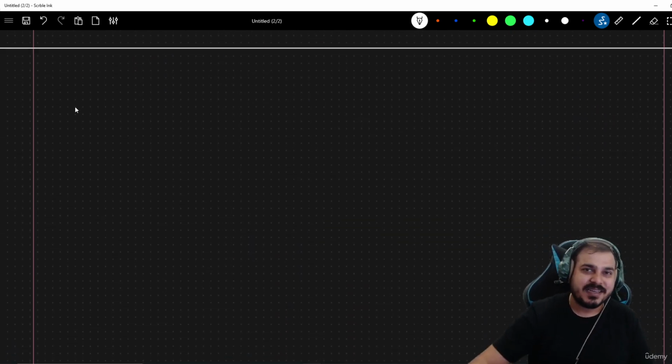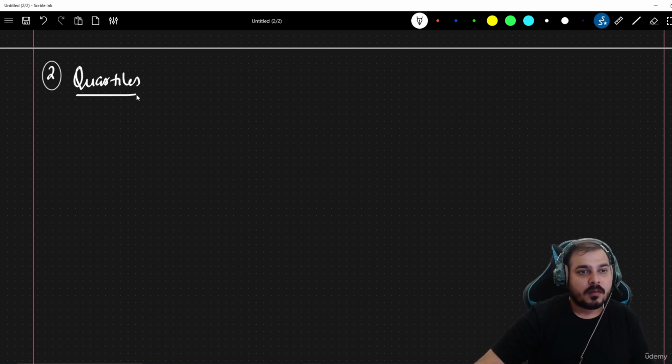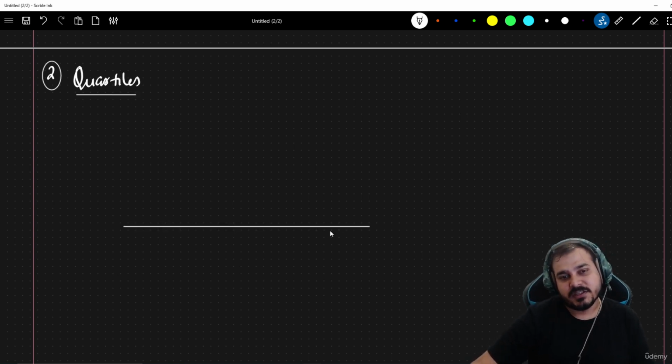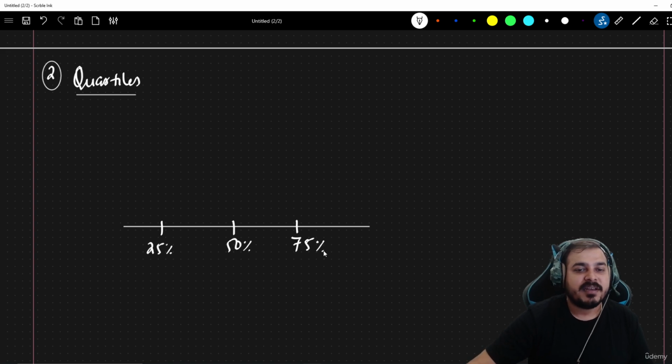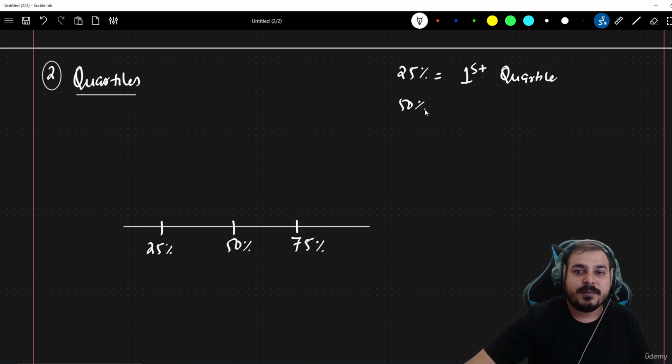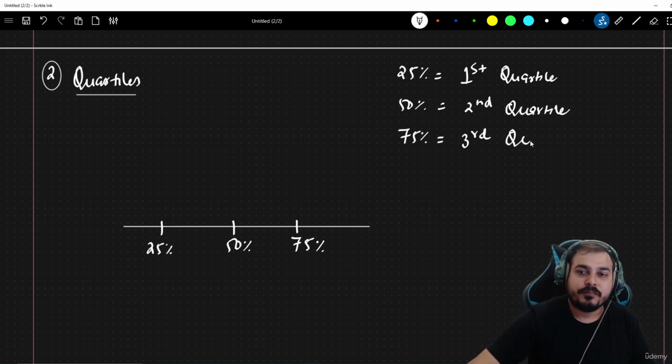Now let's go and understand the second topic, which is called quartiles. Suppose I have a specific distribution. I have calculated my 25 percentile, my 50 percentile, and my 75 percentile. Over here, 25 percentile is basically my first quartile. 50 percentile is my second quartile. And 75 percentile is my third quartile.